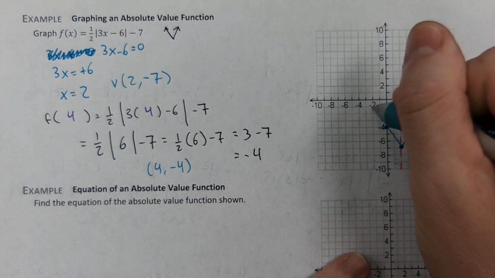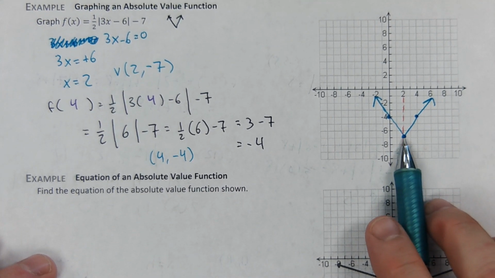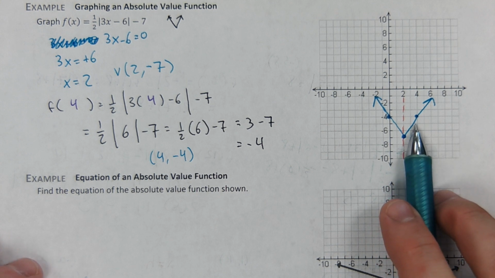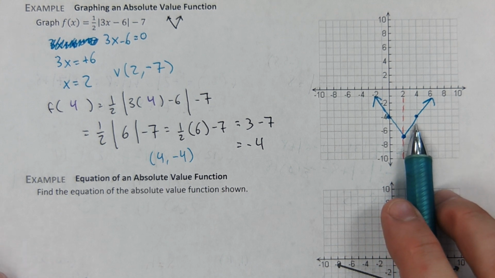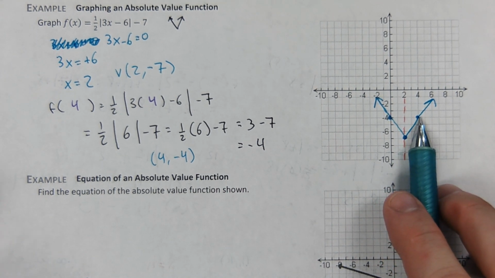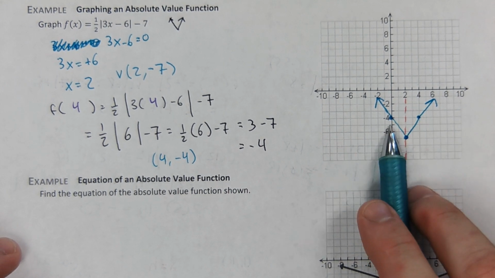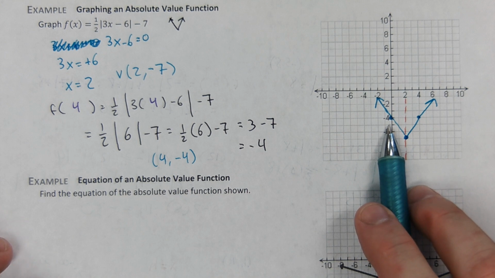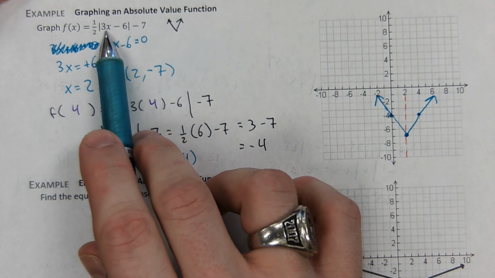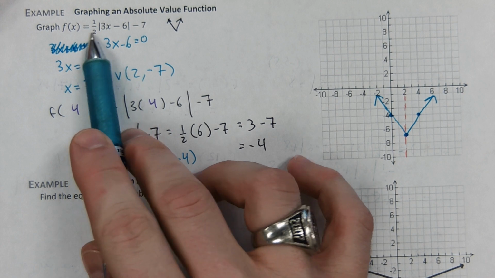Now, let's figure out what those slopes were. Remember, it's rise over run. Who could tell me what is the slope on the right side? Just count. Come on, guys. 3 over 2. The slope of this line is 3 over 2. The slope of this line is negative 3 over 2. The point is, why was it 3 over 2? Because that's what you get when you multiply 3 to 1/2. You get 3 over 2.